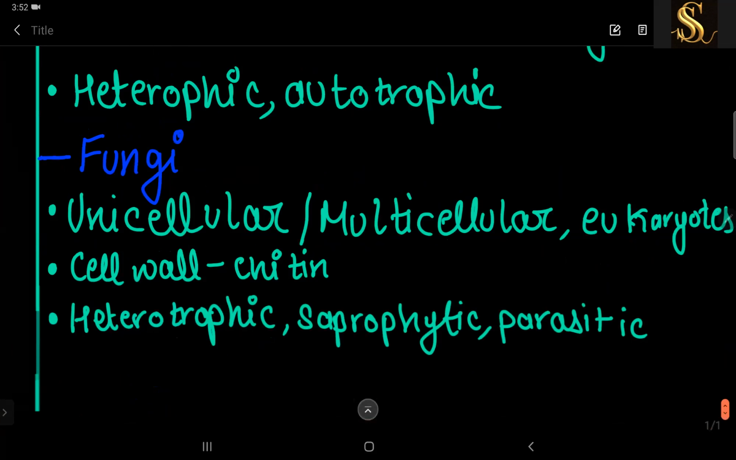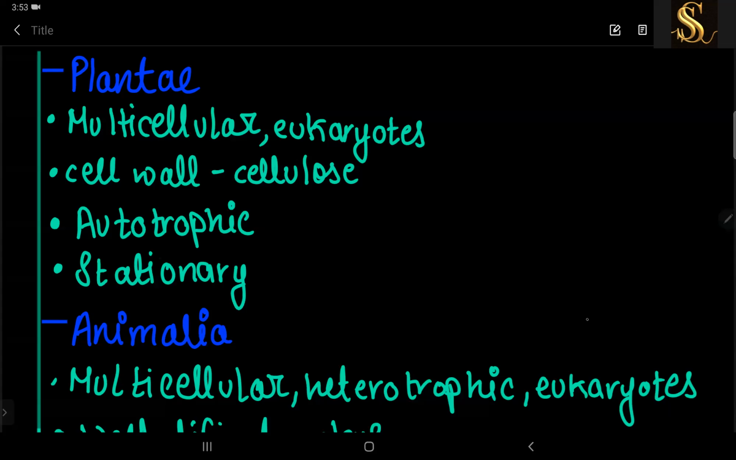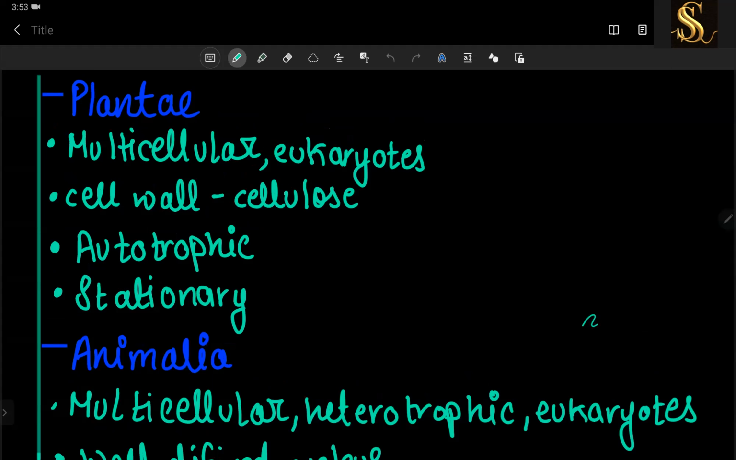Fungi are both unicellular and multicellular and are eukaryotes. Their cell wall is made up of a substance called chitin. They are heterotrophic, saprophytic and parasitic. Let's move on to our next kingdom. Kingdom Plantae. They are multicellular and eukaryotes. The cell wall is made up of cellulose. They are autotrophic and stationary.